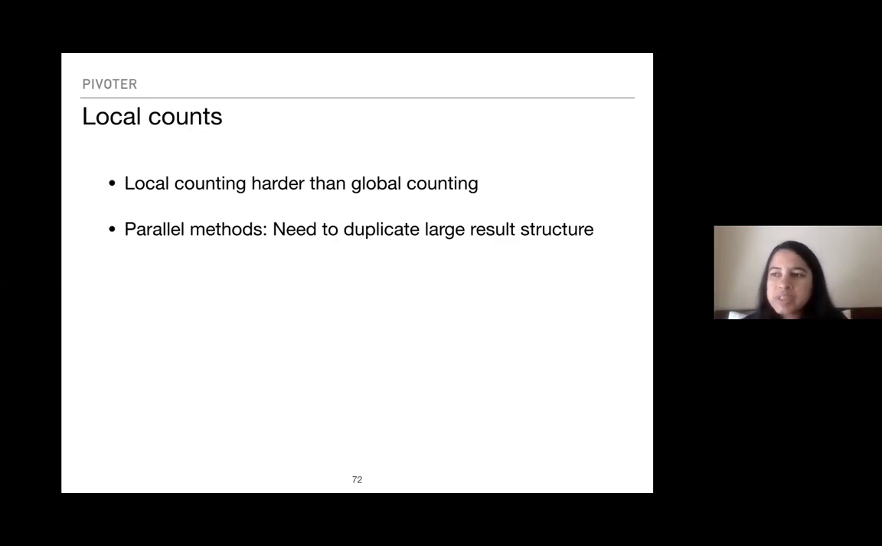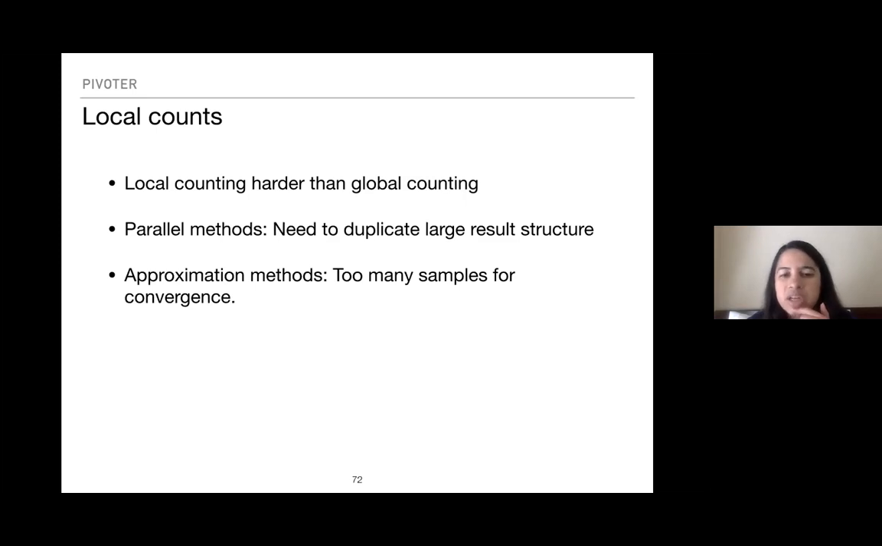And so what happens is, first of all, because it's a parallel method, for every thread, you have to maintain a copy of the result structure. And especially if you're counting the number of k-cliques that every edge is involved in, this result structure can be pretty large. And so replicating that for every thread can involve quite a lot of overhead.